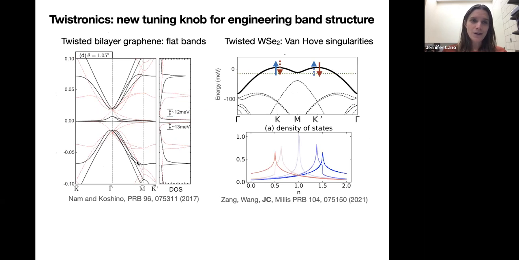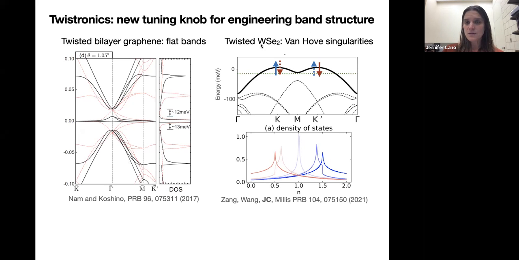So the recent work on the new field of twistronics gives us a tuning knob that precisely does this. There's a couple of examples that most people probably already know of. Twisted bilayer graphene, of course, is the most prominent example. Each individual layer of graphene is very dispersive, but when you put two layers together, you can get these flat bands, which have very small bandwidth and therefore a very large effective Coulomb interaction.